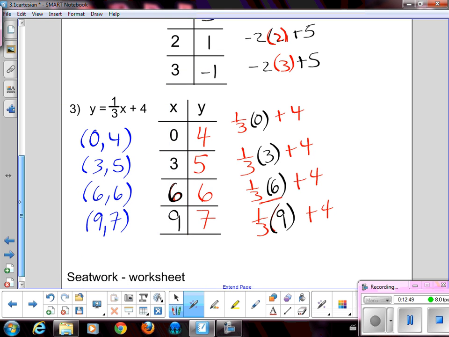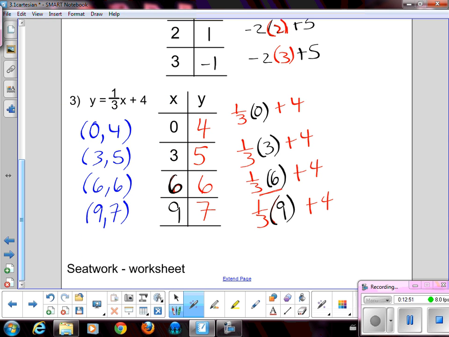So what you have for mathematical pleasure tomorrow is a worksheet. Have fun.